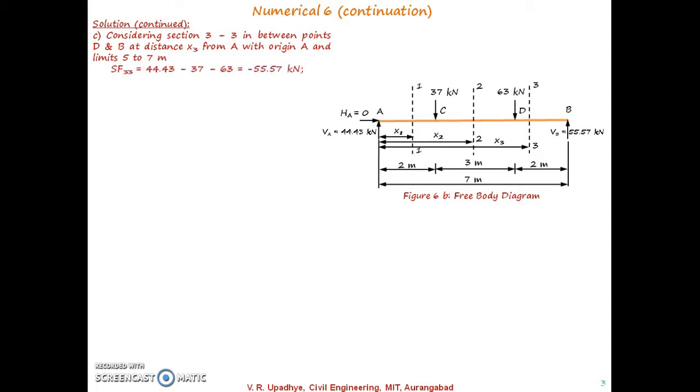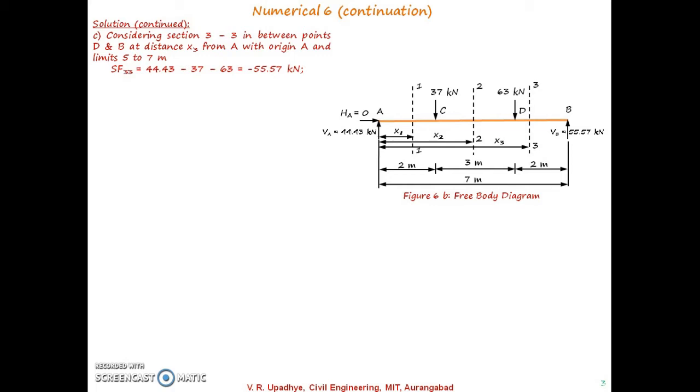then the equation for shear force at section 3-3 will be, if again we are considering the left part of section 3-3 and the forces acting on the left part of section 3-3, 44.43 is the reaction at support A, minus 37 kilonewton is the point load at C, and 63 kilonewton is the point load at D. So that becomes 44.43 minus 37 minus 63, and that calculation gives us SF33 as minus 55.57 kilonewton.